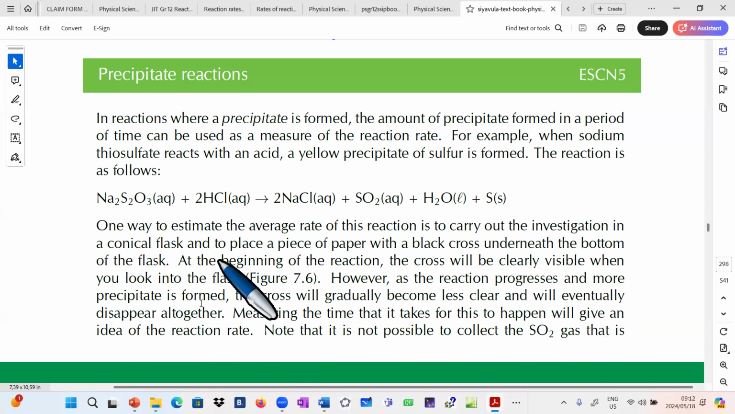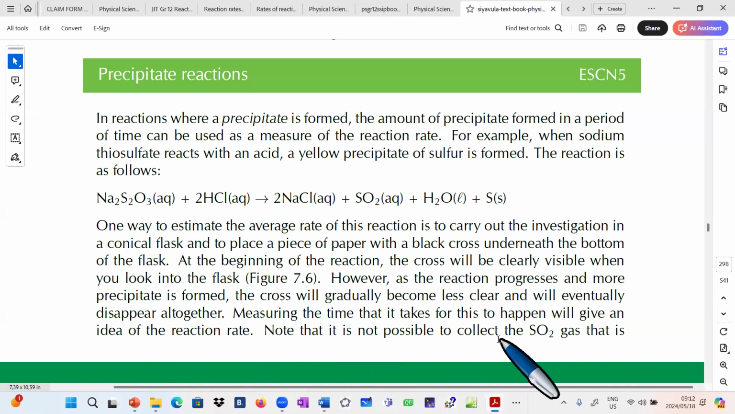And now you realize the black cross under the flask is still visible, and then it will disappear altogether. Measuring the time that it takes for this to happen will give an idea of the reaction rate. How much time does it take from the start of the reaction to a time when you say, hang on, now I'm no longer seeing the cross underneath the flask?